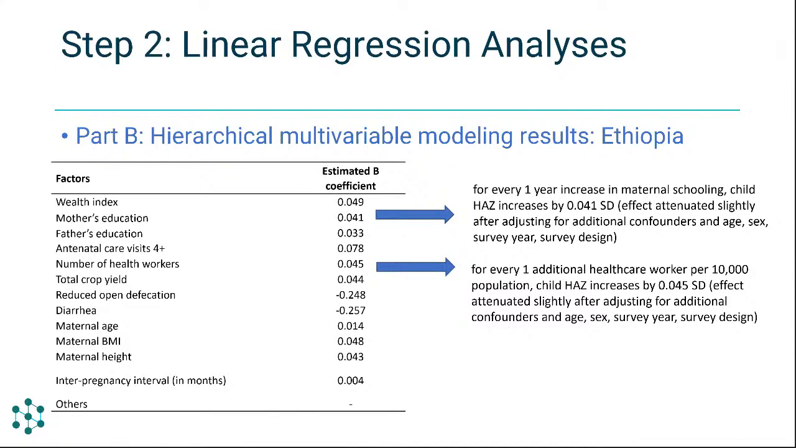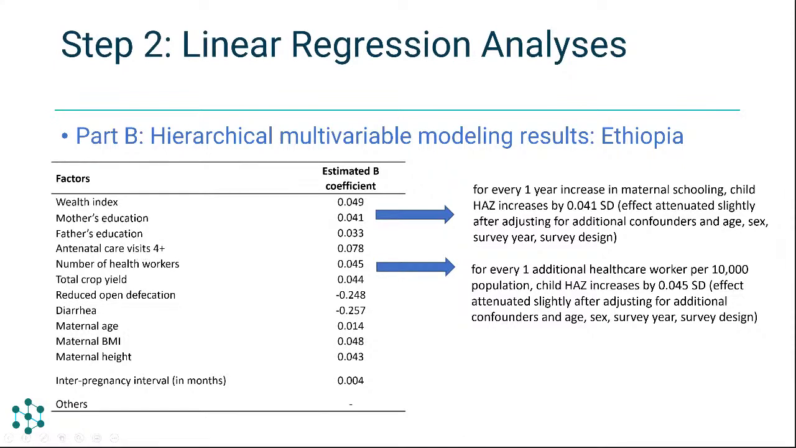So once we did this multivariable modeling exercise for the under 5 population for Ethiopia, this is what remained in the model. At the distal level, we had wealth index, maternal and paternal education. So these were key drivers at the distal level that remained. At the intermediate or underlying level, we had access to ANC visits, number of healthcare workers, total consumable crop yield as a metric of food insecurity, and reduced open defecation. Those are the ones that remained. And just remember that the effect sizes of these variables are now adjusted for the distal factors as well.